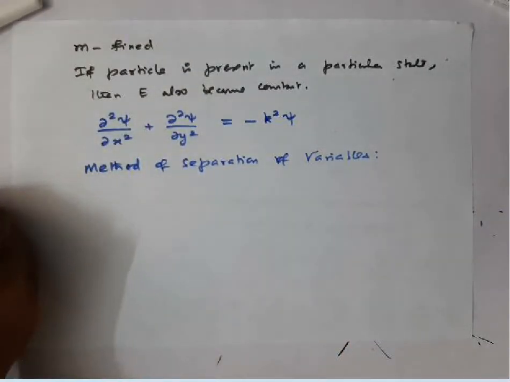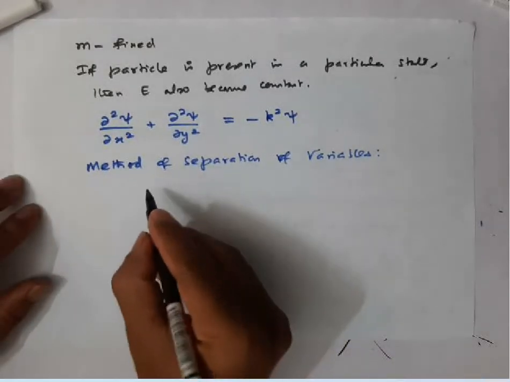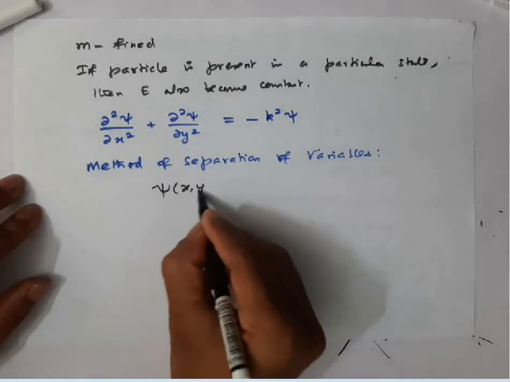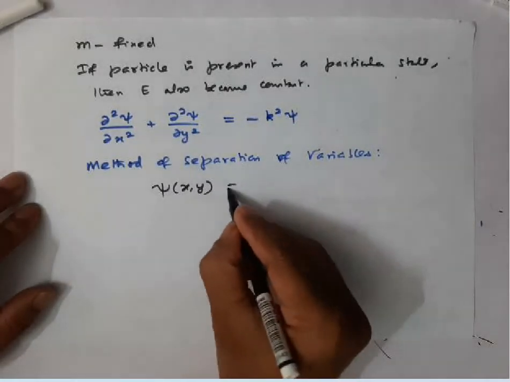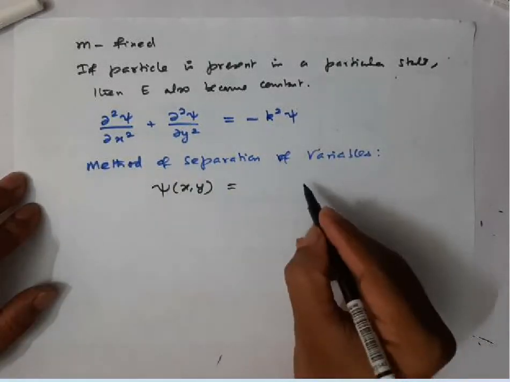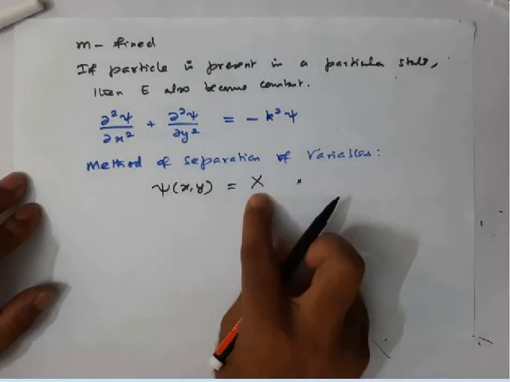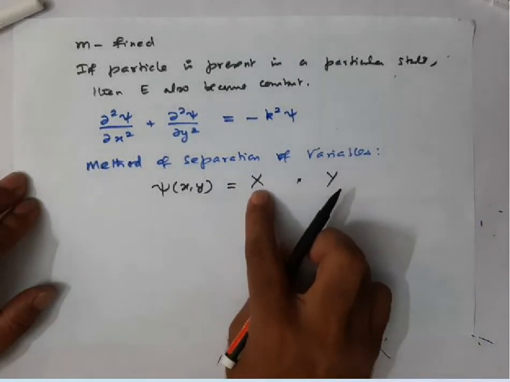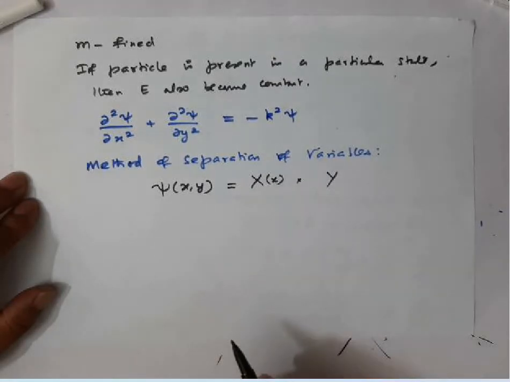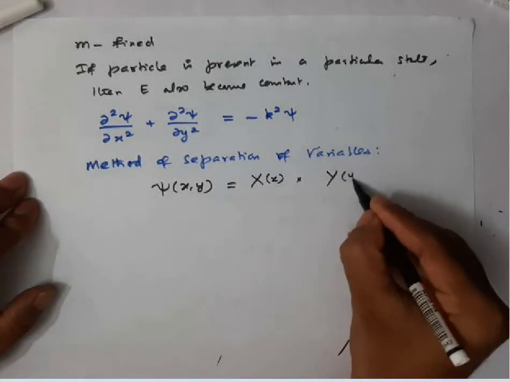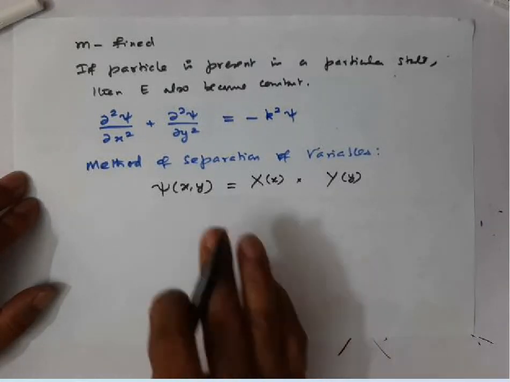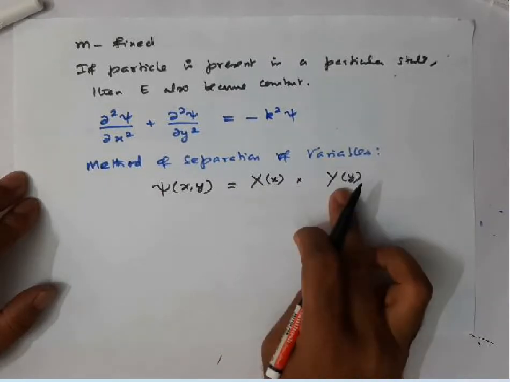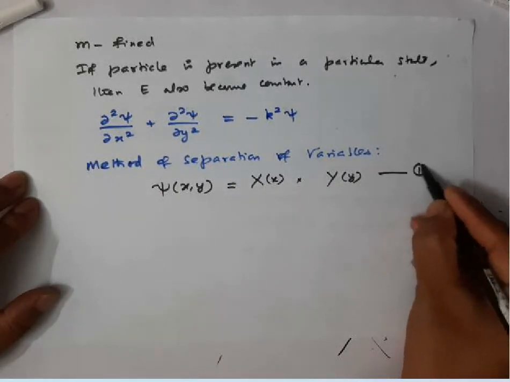As per this technique, the wave function psi, which depends on two variables x and y, can be separated into two functions, capital X and capital Y. Now this function X depends only on the variable x, and this function Y depends only on the variable y. So I have separated psi into two functions, X and Y. I'll take this as equation number 1.